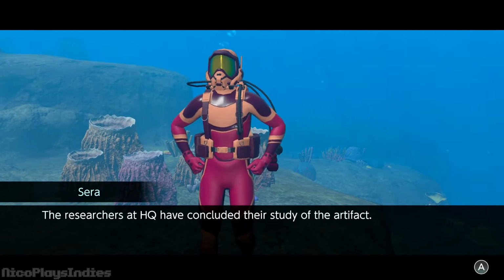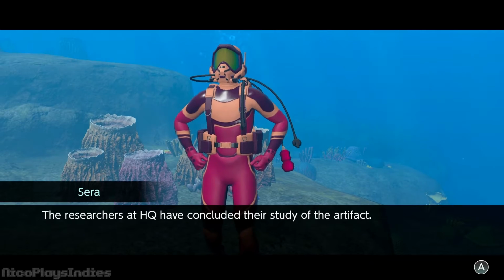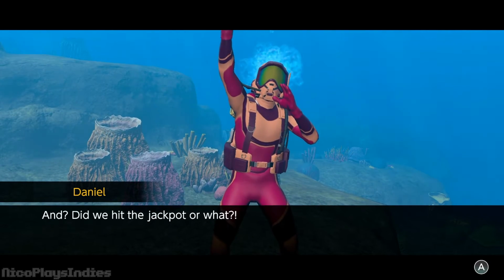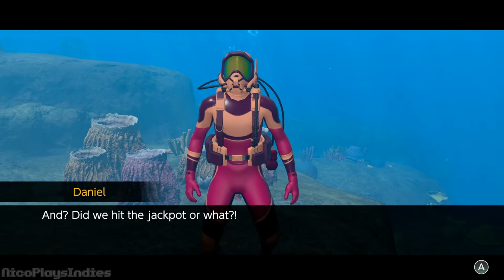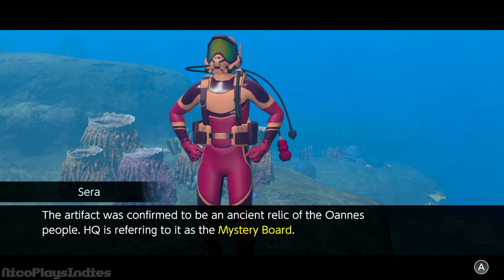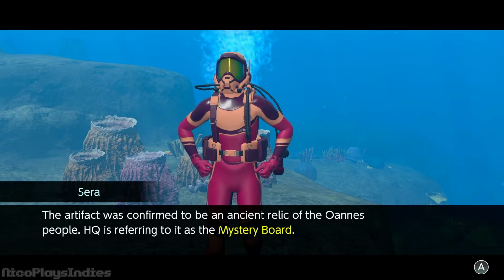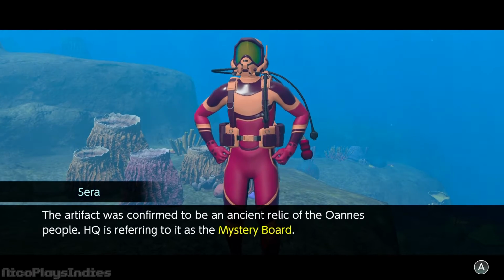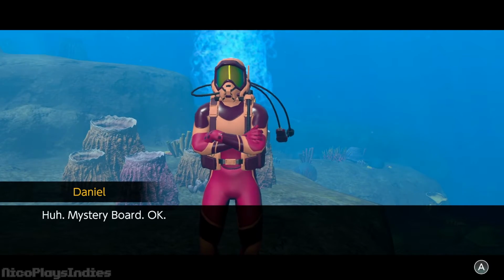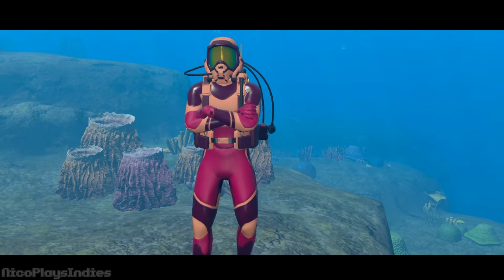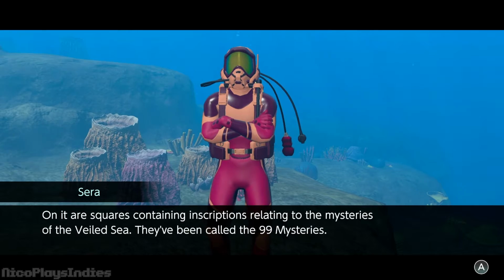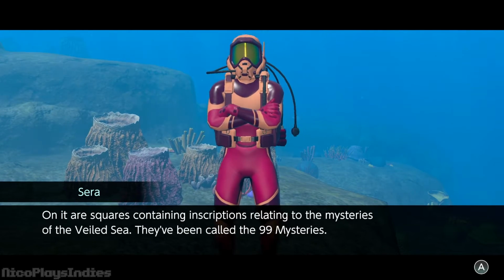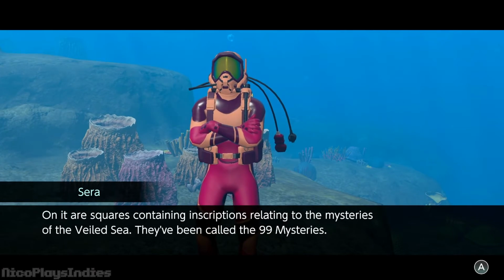The researchers at HQ have concluded their study of the artifact. The artifact was confirmed to be an ancient relic of the Oan's people. HQ is referring to it as the Mystery Board. On it are squares containing inscriptions relating to the mysteries of the Veiled Sea. They've been called the 99 Mysteries.